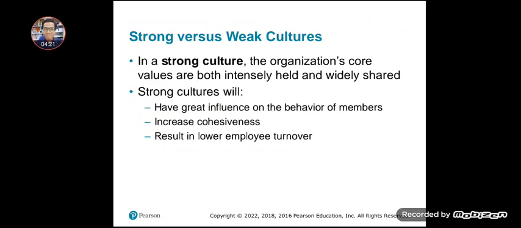And then when we talk about strong versus weak cultures, a strong culture is one in which the core values are intensely held and also shared by most of the workers. Strong cultures have a great influence on the behavior of members and increased cohesiveness, which should result in lower employee turnover.